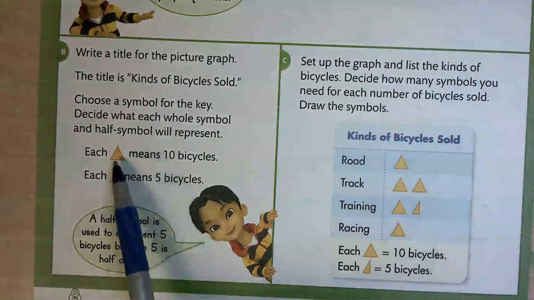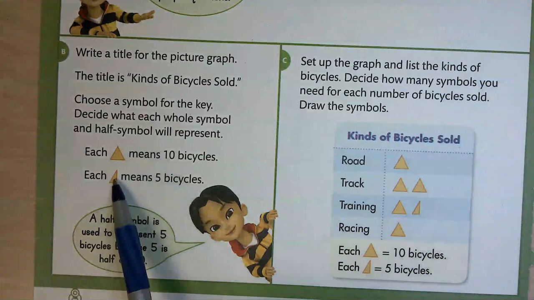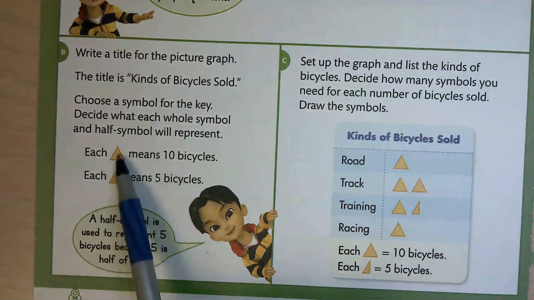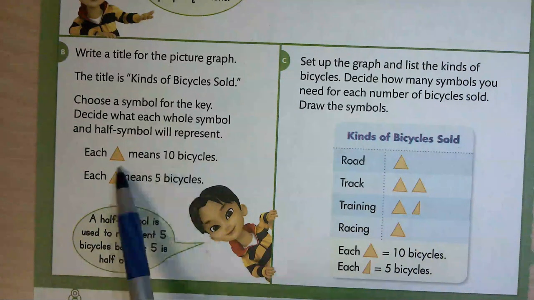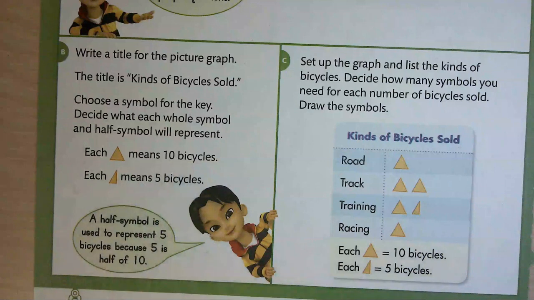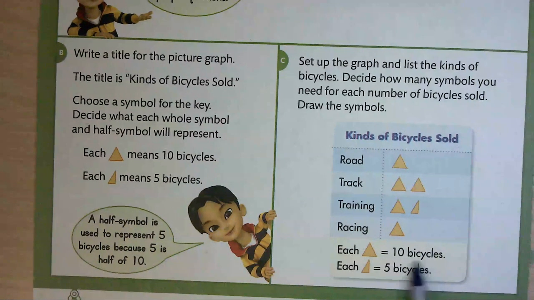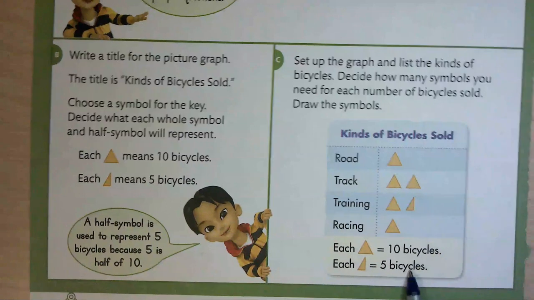When we've got these two, I couldn't make this 10 and make this 2 because it's half. And half means what are 2 equal parts that'll make that whole. 2 equal 5s will make 10, which is why it's 1/2. You can see down here, they made our key right down here. Each full triangle is equal to 10 bicycles. Each half triangle equals 5 bicycles.